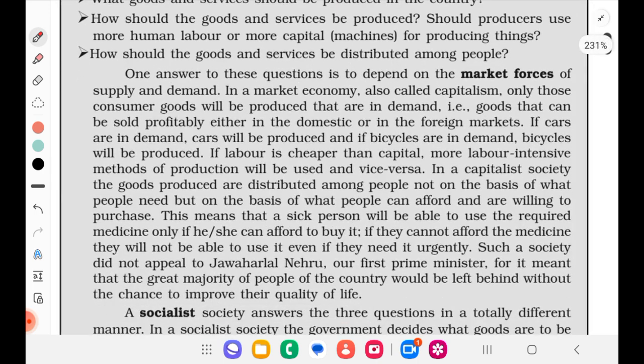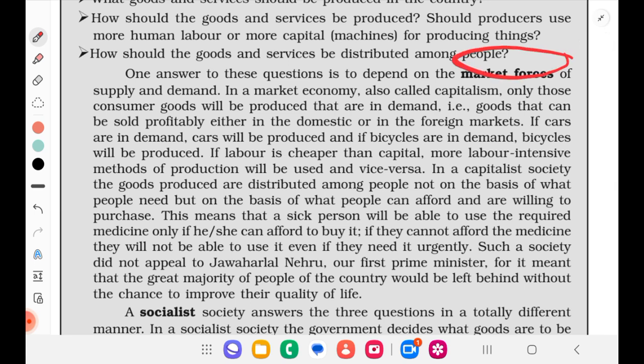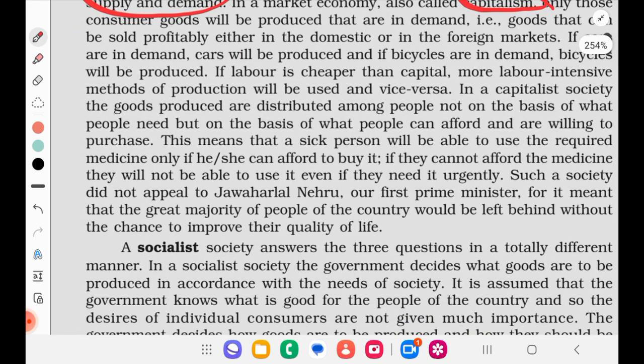One answer to this question is to depend on market forces of supply and demand. In a market economy, also called capitalism, only those consumers' goods will be produced that are in demand, goods that can be sold profitably either in domestic or foreign markets. If cars are in demand, cars will be produced, and if bicycles are in demand, bicycles will be produced. If labor is cheaper than capital, more labor-intensive methods of production will be used, and vice versa.